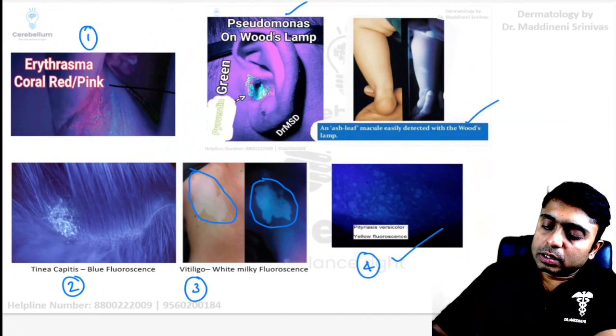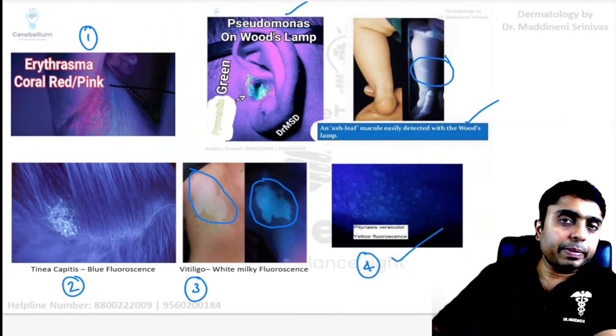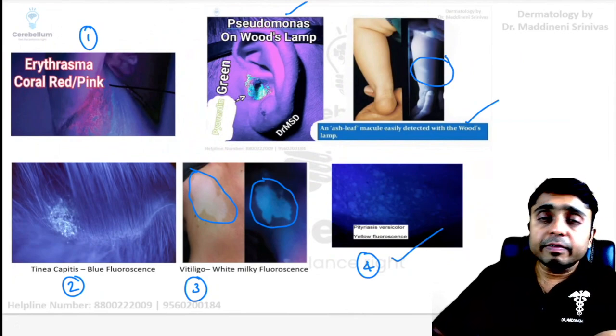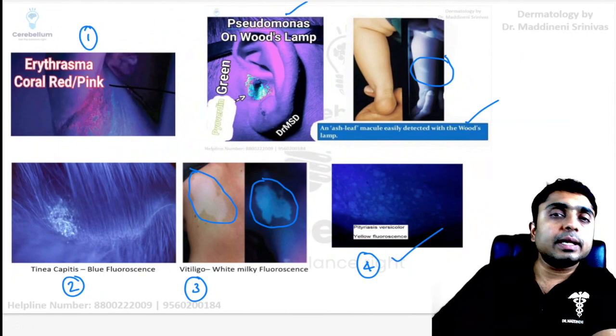And in the ash leaf macules, remember the macule is going to become evident even if it is subclinically present over the skin. It will become evident if you throw Wood's lamp. Ash leaf macules, I hope you all do remember that they are present in tuberous sclerosis complex.